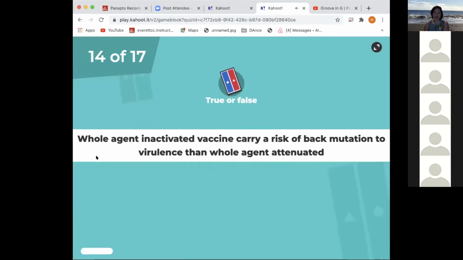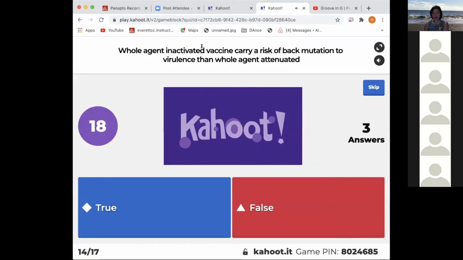True or false? Whole agent inactivated carries a risk of back mutation to virulence. Well, this sentence is poorly constructed. Carries more of a risk. Whole agent inactivated vaccine carries more of a risk of back mutation than whole agent attenuated. True or false? Apologize for that. I wrote these last night. I don't know if you can tell.